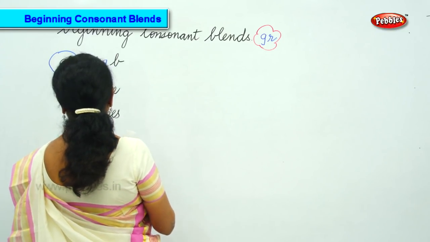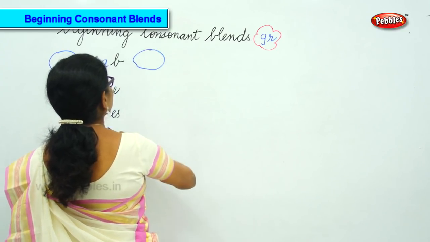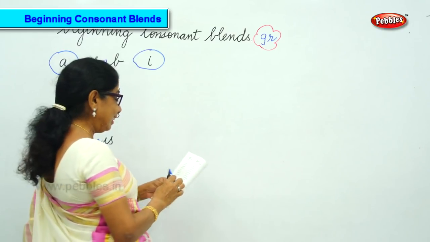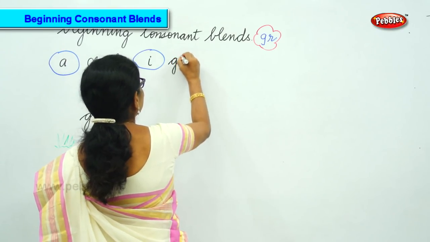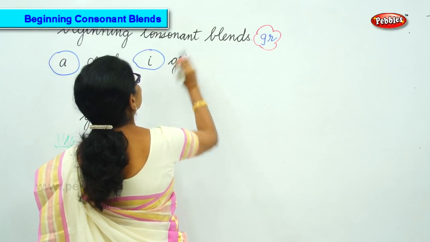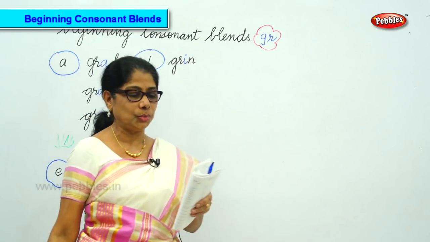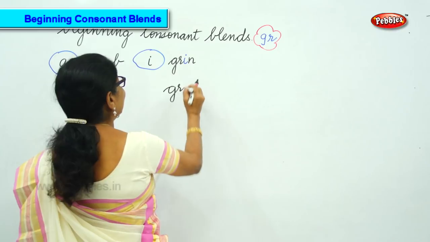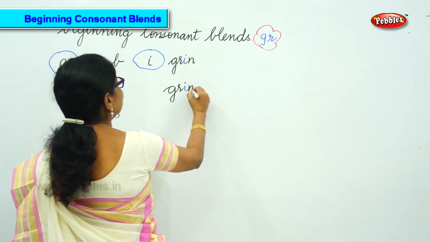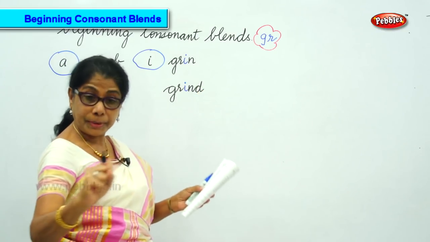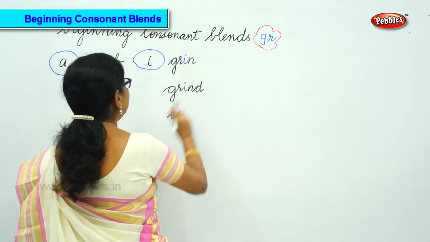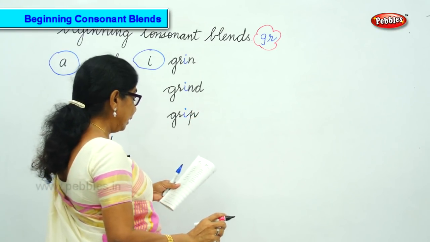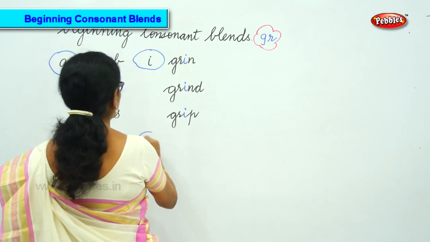Then we have, let's go to I. In vowel I, what words can we get? Grin. Why are you grinning there? Isn't it? Grinning, grin, showing all your 32. Grin, grind. You can grind something, isn't it? So the sound gr. Grind, mommy grinds the flour. Grind, grin, grind, grip. Grip, hold it very tight.